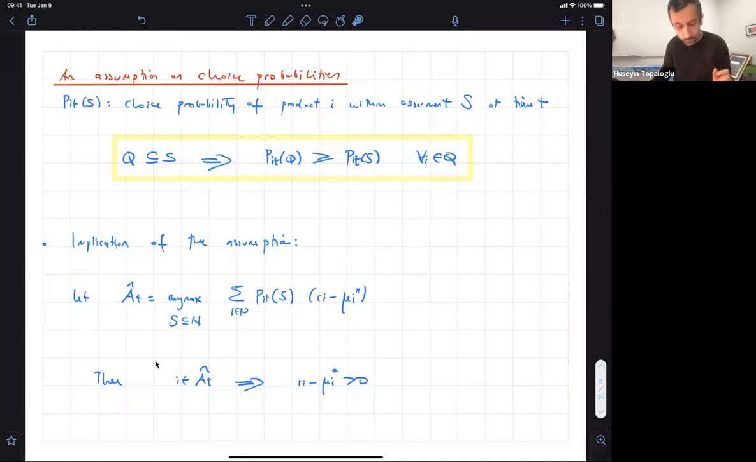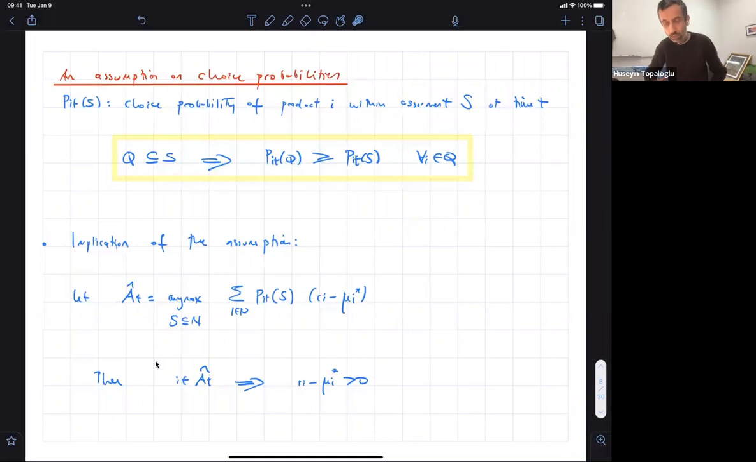We're going to assume that these choice probabilities are coming out of a choice model that satisfies the following property. Let's say that instead of offering assortment S, we offer a smaller assortment Q. Then the choice probability of every product is going to get larger. So if you switch to a smaller assortment, then the choice probability of every product that you're offering is going to get larger. Okay, so it's a pretty harmless assumption.